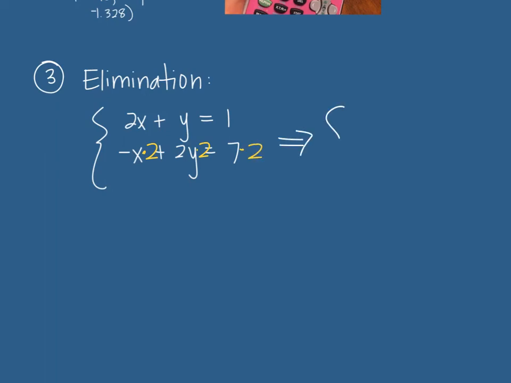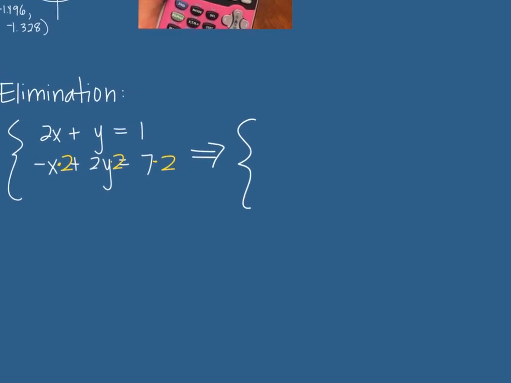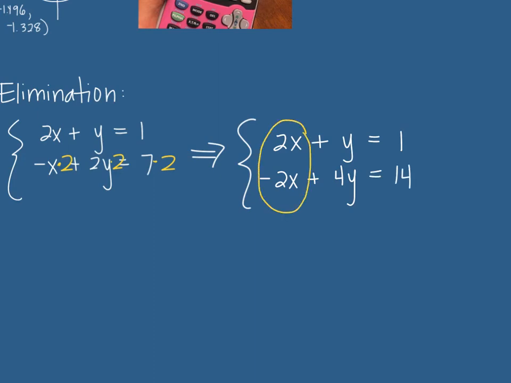What that will give me is a new system where the top row is unchanged, but the bottom row becomes negative 2x plus 4y equals 14. Now the reason I did that is now I can really use the positive and the negative to my advantage. Elimination means if I combine these two equations together, I will have eliminated the x's.